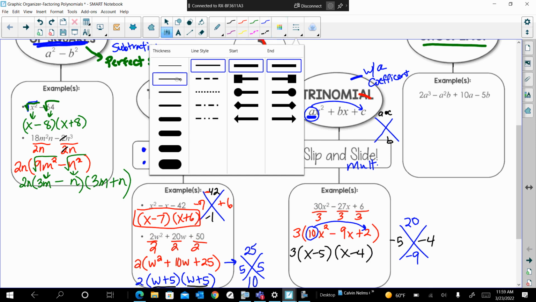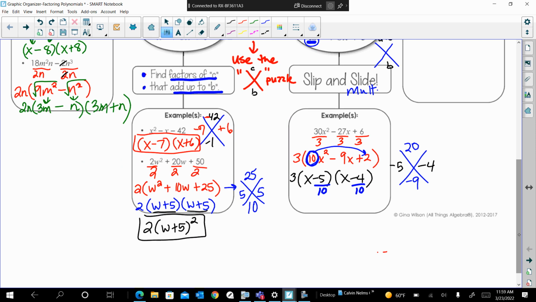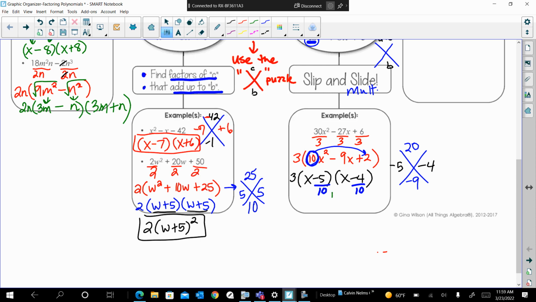Because we have this coefficient, this 10, then you have to divide each factor by 10 if you multiply. Anytime you multiply, you have to do the inverse of that, which is division, to find the factors. So the thing we have to remember here is these two fractions here can be reduced.